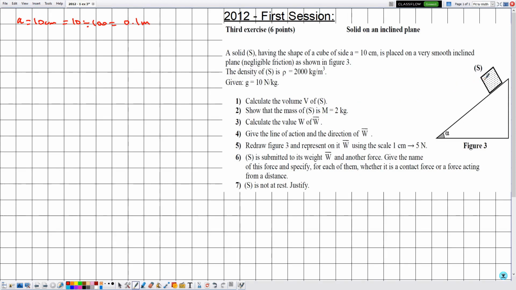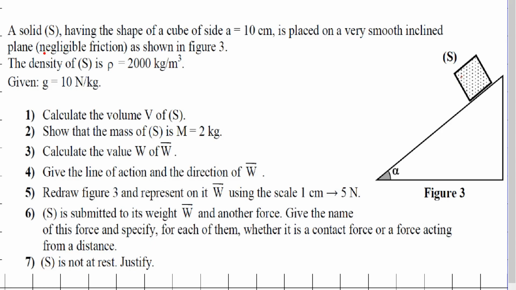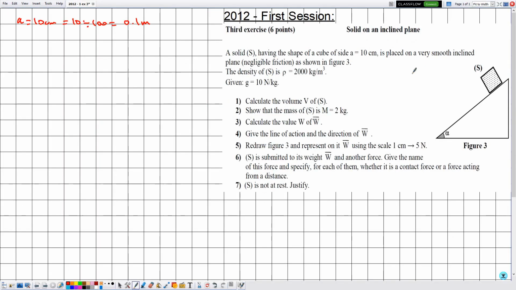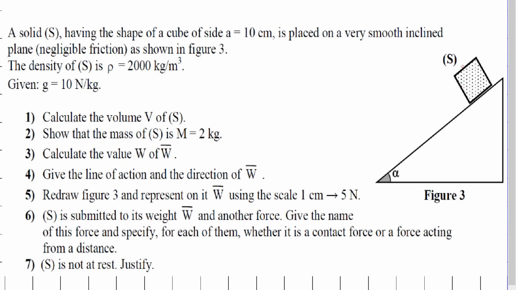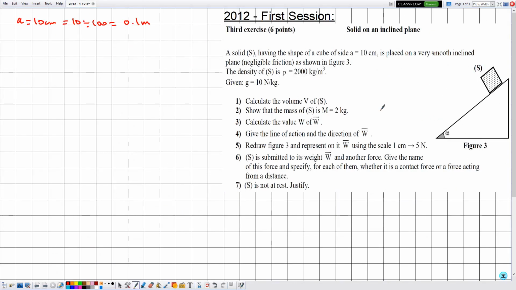It is placed on a very smooth inclined plane, with negligible friction. So here, the friction between the solid S and the inclined plane is neglected because the incline is very smooth, as shown in figure 3. Now they mention figure 3, we can use it. The density of S is rho equal to 2000 kilograms per cubic meter, and given that g is equal to 10 newtons per kilogram.